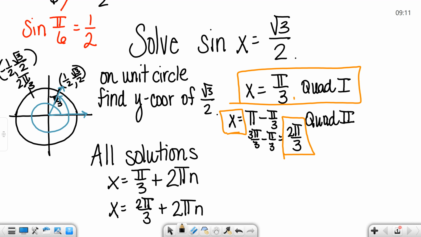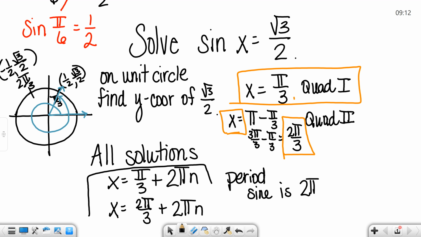Now, the reason I choose 2 pi is the period of sine is 2 pi. So that's why I'm adding some multiple of 2 pi, because a period is when it begins to repeat values. All right, so all solutions would be these two answers.